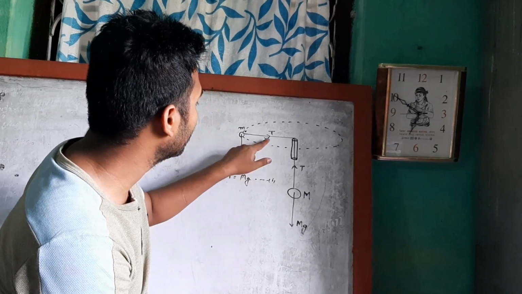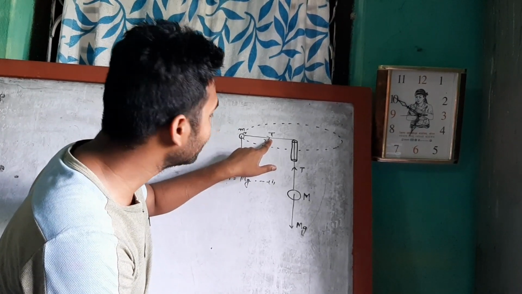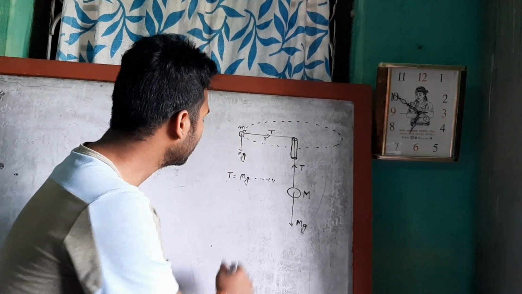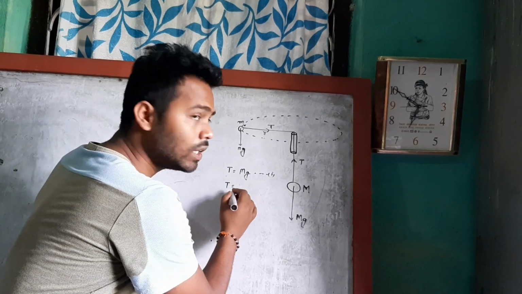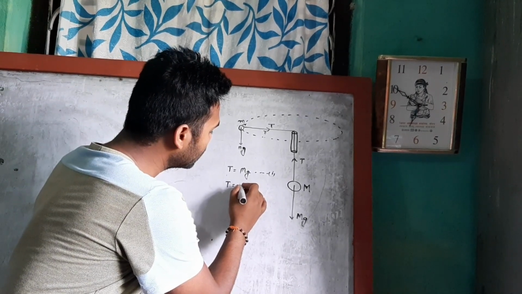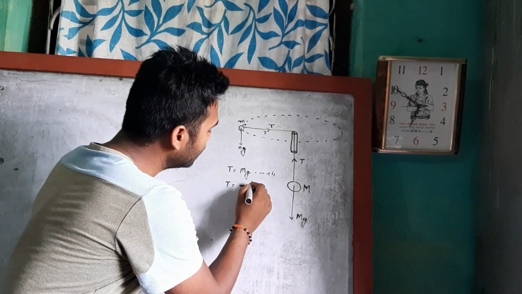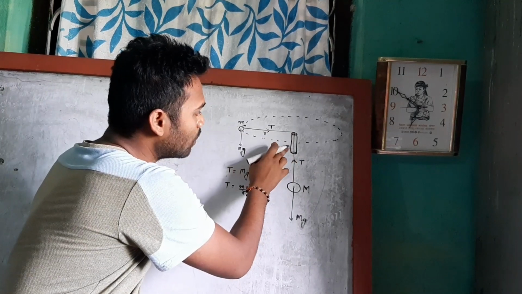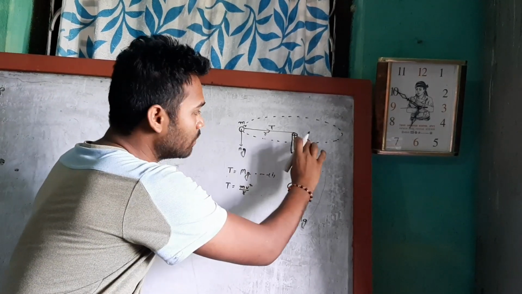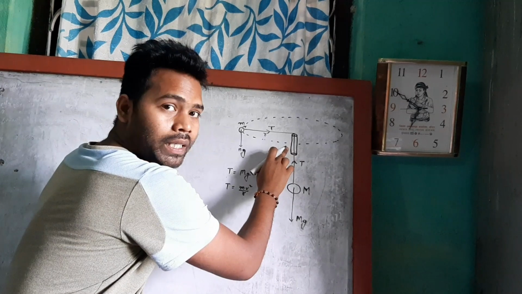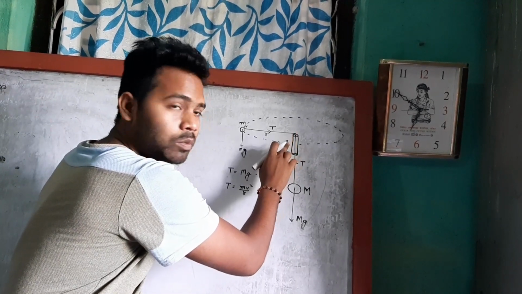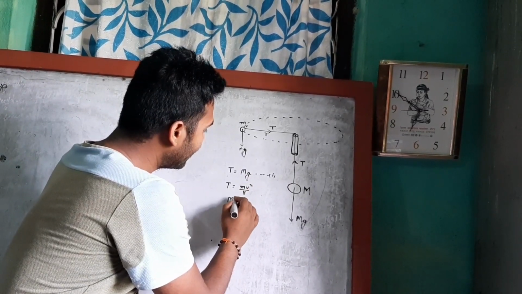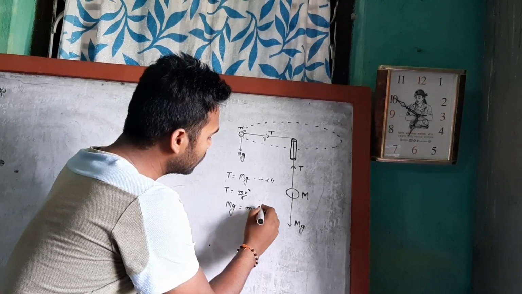Again, this T gives the centripetal force to the small mass, and that T is equal to the centripetal force. That centripetal force is equal to small m v square divided by r, where r is the length of this string from the middle part, in the middle of the pen. The middle of the pen is frictionless. Suppose it is frictionless.